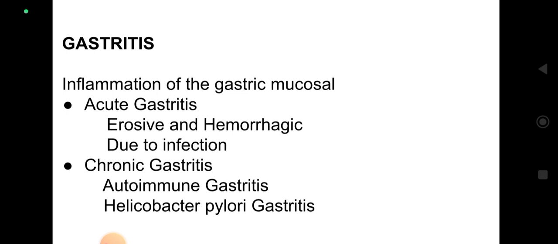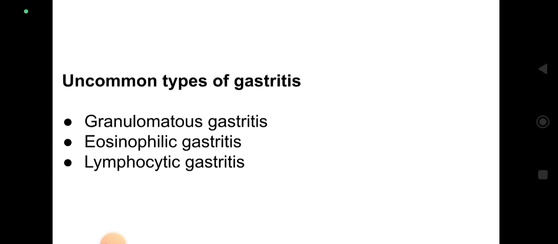The treatment of acute gastritis consists of administration of sucralfate suspension and H2 receptor antagonists such as ranitidine. Uncommon types of gastritis may be granulomatous gastritis, eosinophilic gastritis, and lymphocytic gastritis.